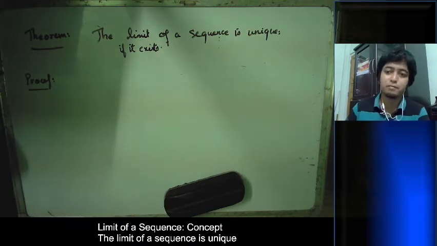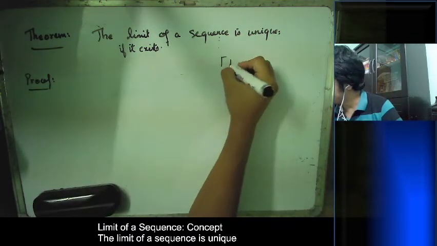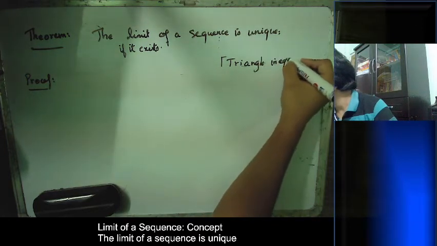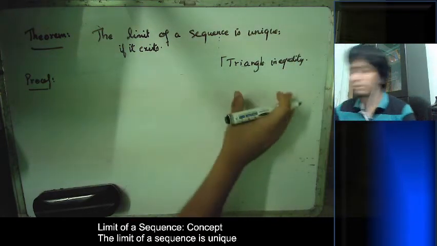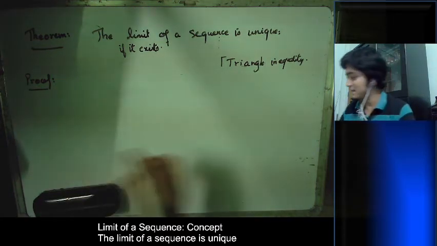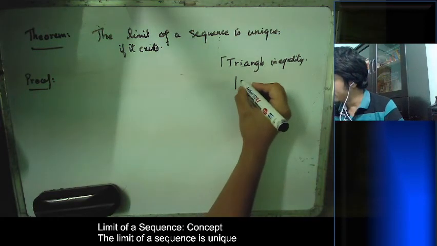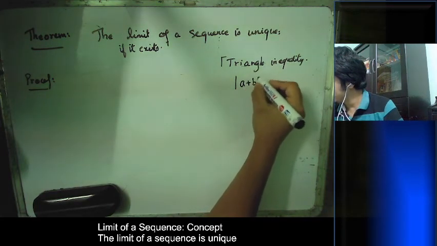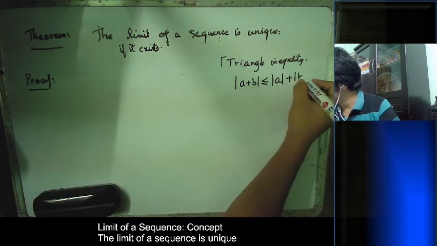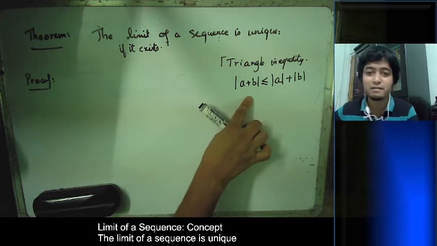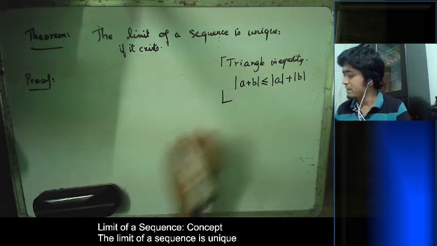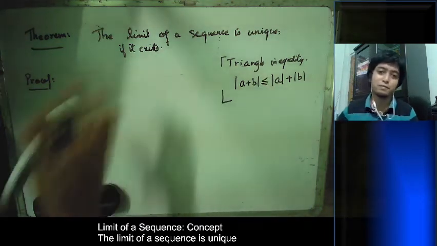But before doing the proof, you will need this idea about the triangle inequality. The idea about the triangle inequality is that the sum of two sides of a triangle is greater than the third side. How will we write it down? This is how we will write it down: |a + b| ≤ |a| + |b|. So we will need this idea to prove this theorem.